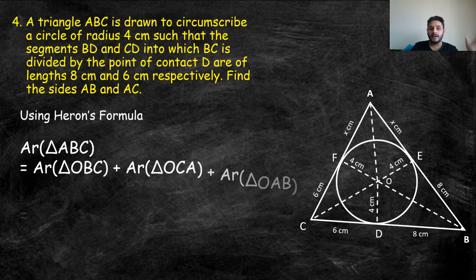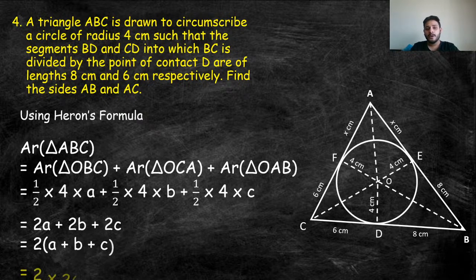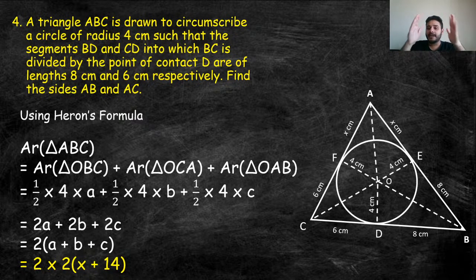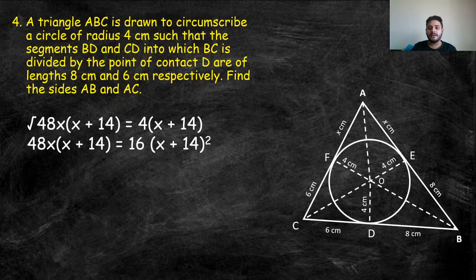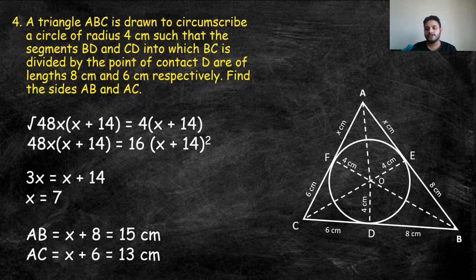Another way to find the area of ABC is to use the areas of the three different triangles formed by joining the vertices with the center of the circle. Using normal mathematical expression, both the areas are equal. Of course, they are of the same triangle, so they will be equal. We come to a conclusion. We find the value of x to be 7, and AB is 15 centimeters. AC is 13 centimeters.